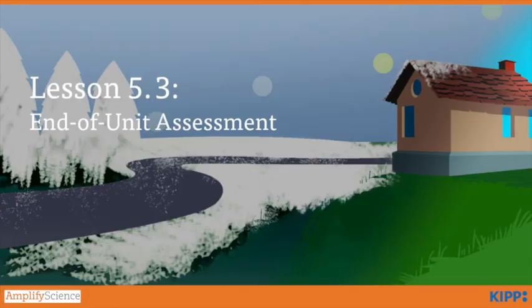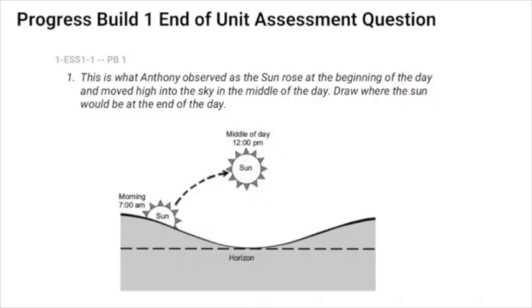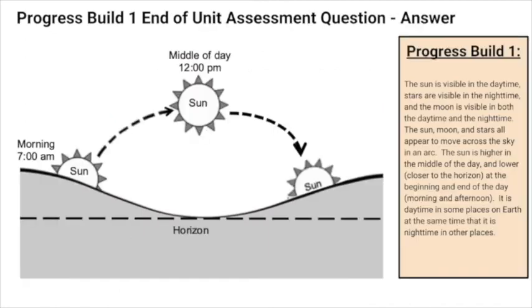All right, on to the end of unit assessment. In order to assess Progress Build 1 understanding, we have question 1 here. Please go ahead and complete it and then check back for the exemplar response. And here's the exemplar. All students need to do is draw the sun again further along in an arc shape right along the horizon at the end of the day.